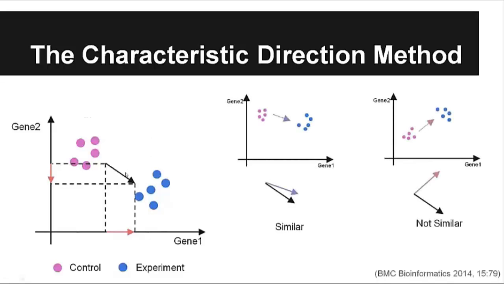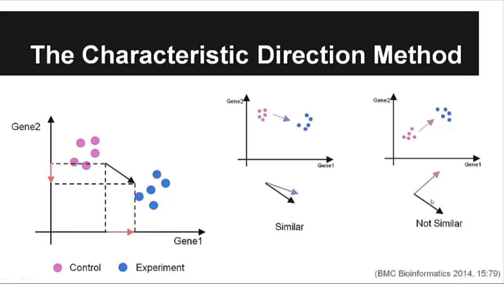Now we can calculate the direction for other experiments. For example, this calculates the direction for the second experiment and the direction for the third experiment. Then we can compare the similarity between experiments by using these directions.